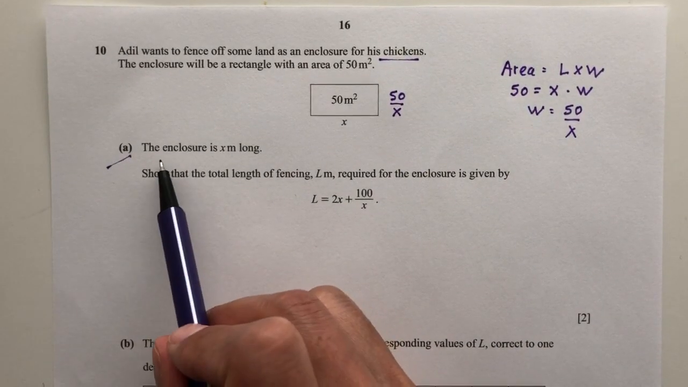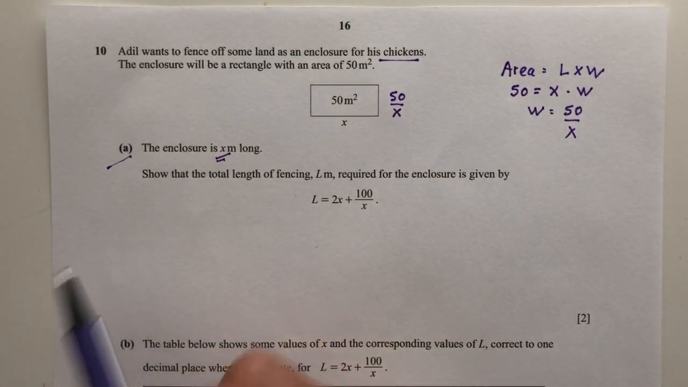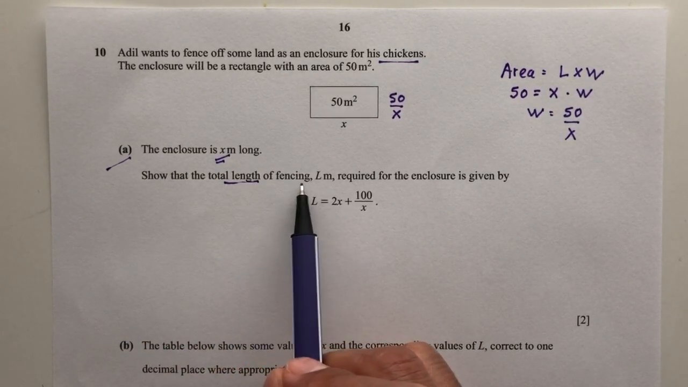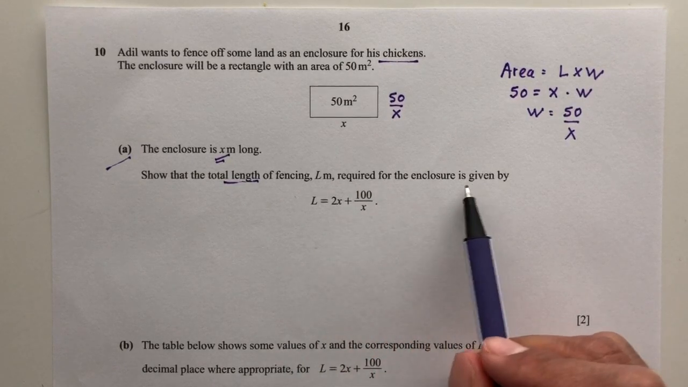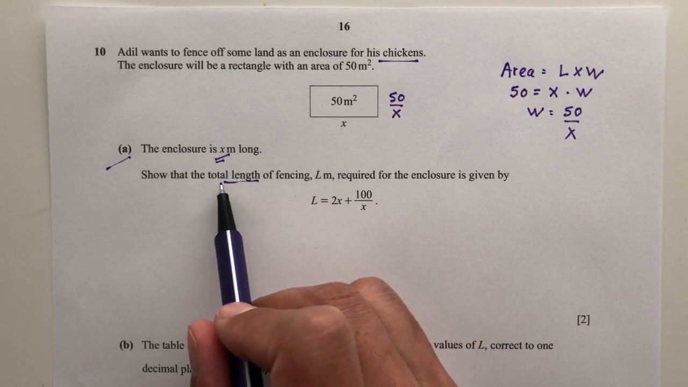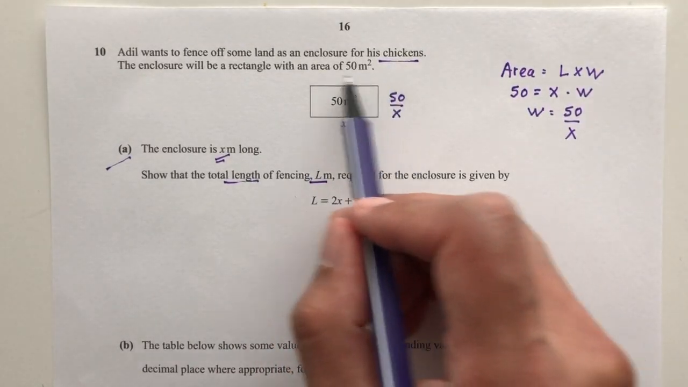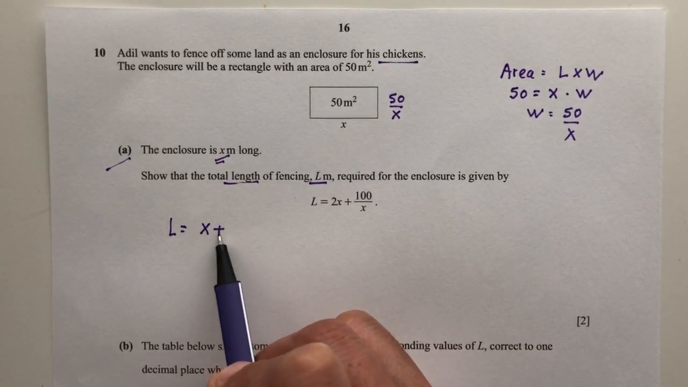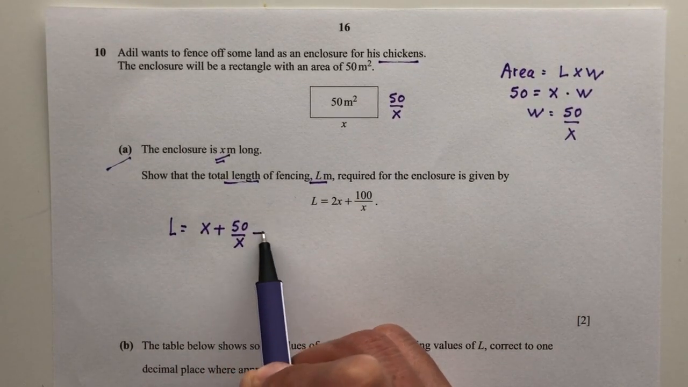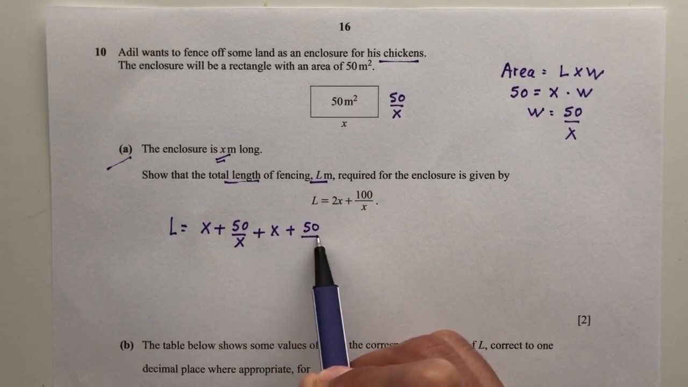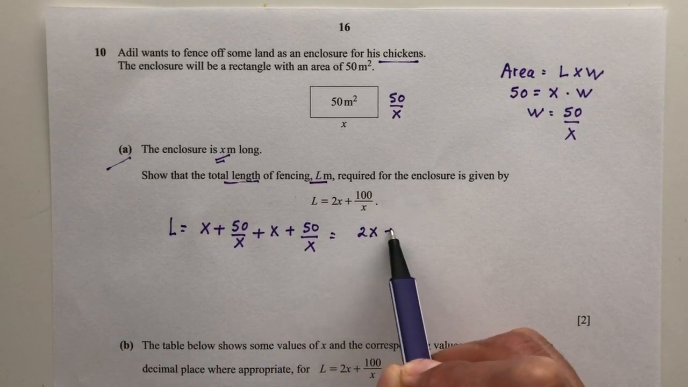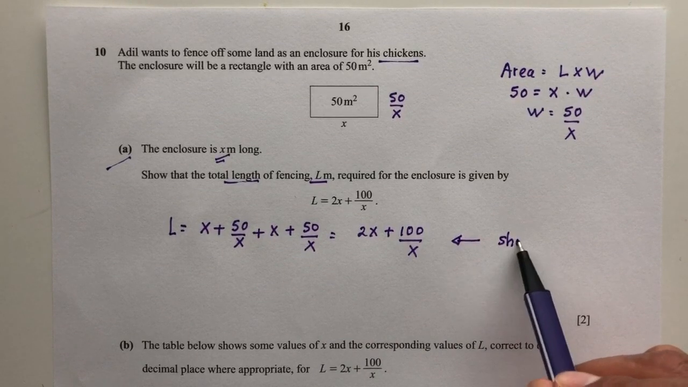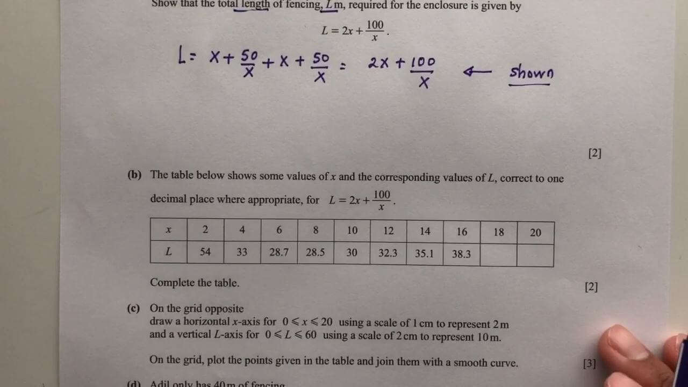Now part A, the enclosure is x meters long. Okay, that's the length. Show that the total length of the fencing L required is given by this formula. So what is the total length of the fencing? It is the distance around the land. That will be the perimeter. L will be x plus 50 over x plus x plus 50 over x. That will be 2x plus 100 over x. This is shown as required. Now moving on to part B.